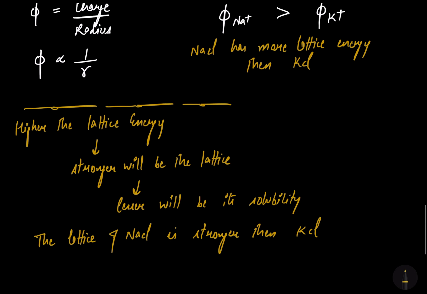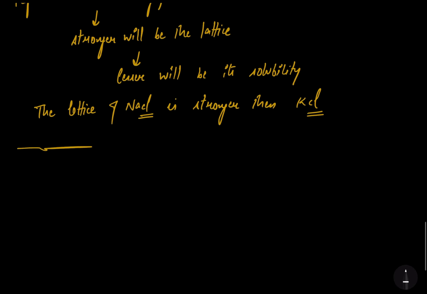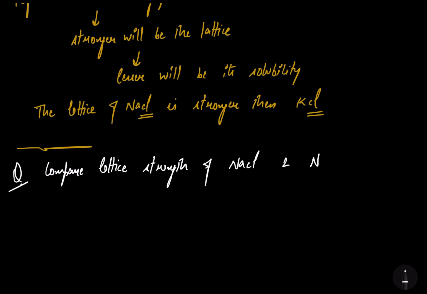Now, in the above example, we have taken the radius of anion to be constant, as we have taken both the chloride ions. Now, let's take the constant value of cation. Let's take another example. I am writing: compare lattice strength of NaCl and NaBr. Here I have taken the constant value of radius of cation and I have changed the anion.